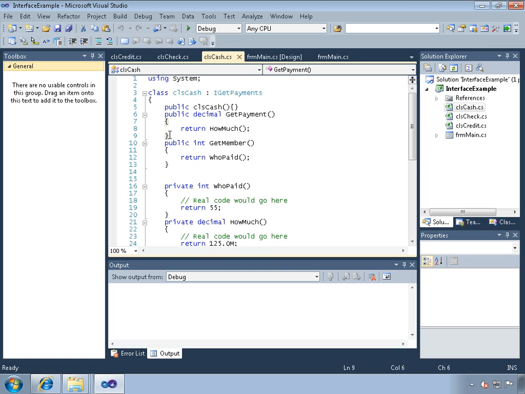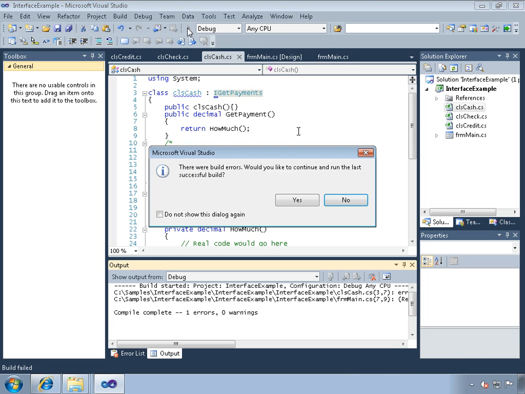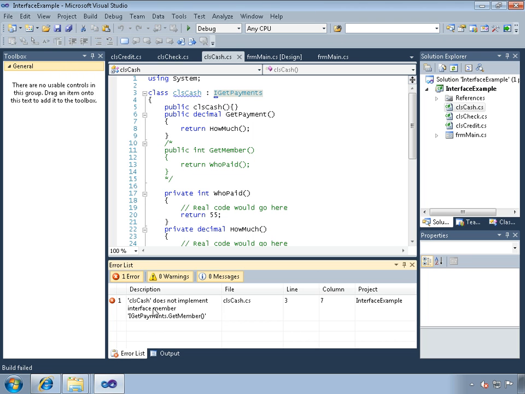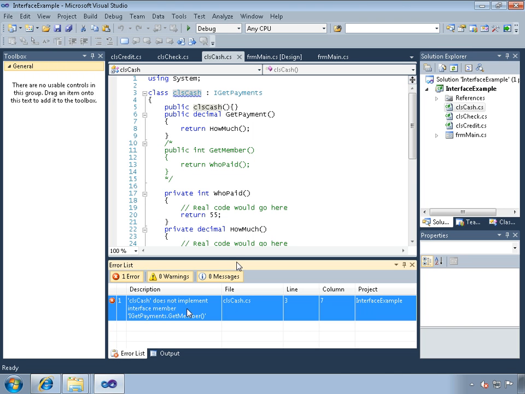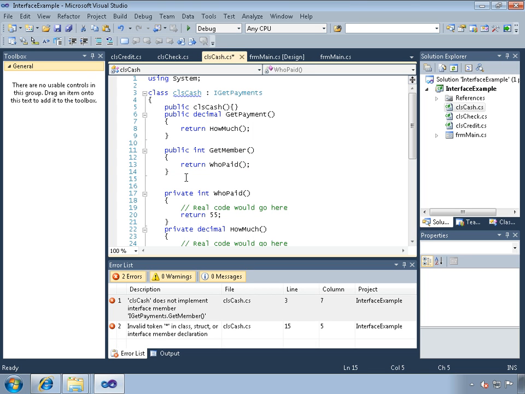If I comment out, for example, let's comment out getMember. I now have a class that's implementing the IGetPayments interface, but I don't have a getMember method. So if I run this, I should get an error, and it says cash does not implement interface member IGetPayments.getMember, and that's the one that we just commented out. So the compiler knows that you have to have some form of implementation of those two particular methods.